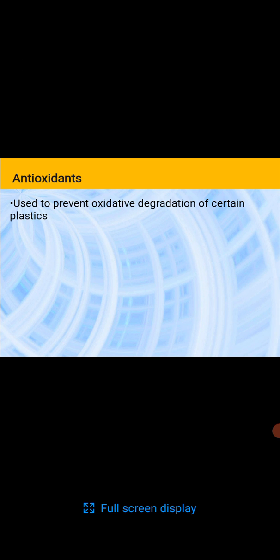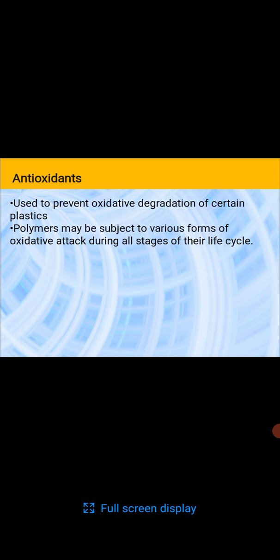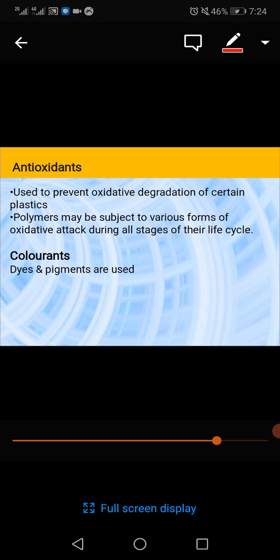Antioxidants are used to prevent oxidative degradation of certain plastics. Polymers may be subject to various forms of oxidative attack during all stages of their life cycle. Colorants, dyes and pigments are used to colorize a plastic container.